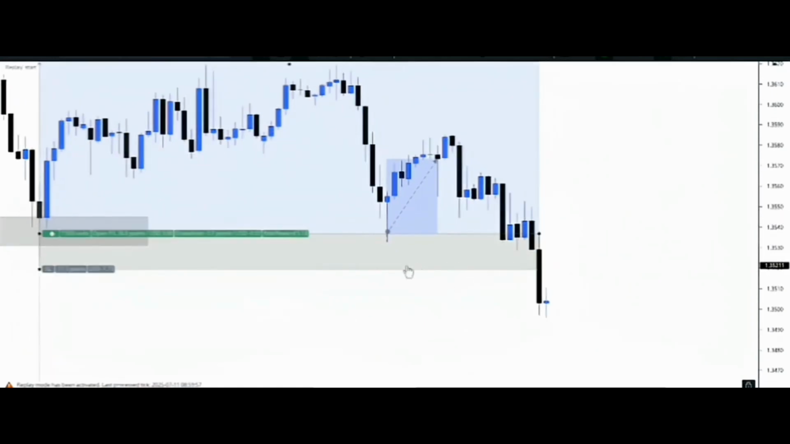All right, so that is how we take these trades, using the opening price and then going to your lower time frame to really look for a high probability scenario. That's where we'll draw the curtain.